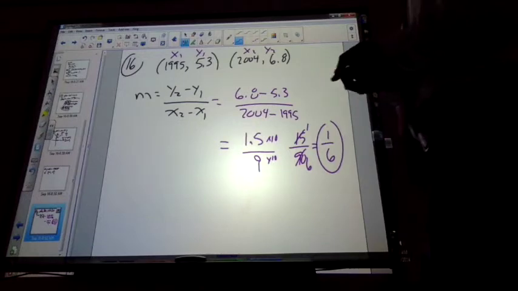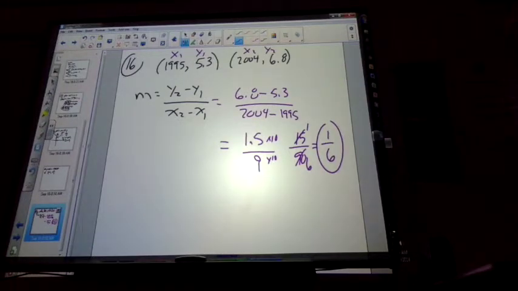So how would you define slope in relationship to this problem? Your attendance at a NASCAR race will increase 1 million people every 6 years, if this is a true, accurate representation.